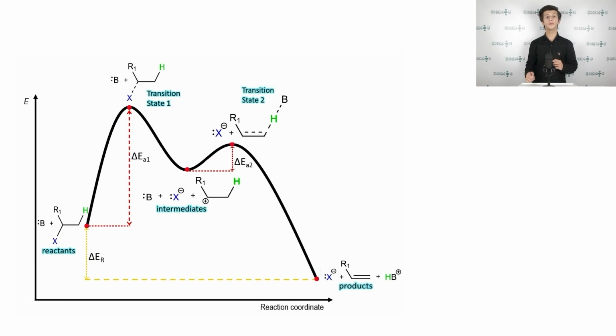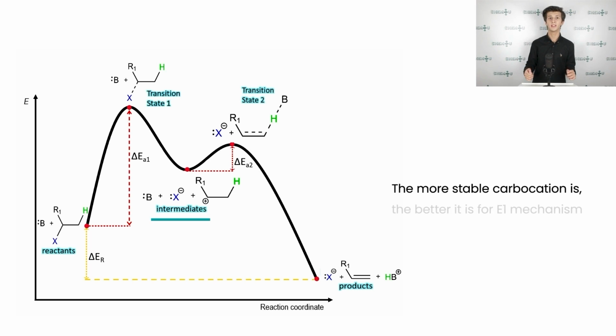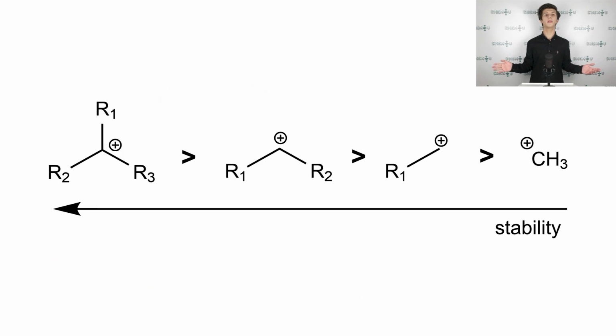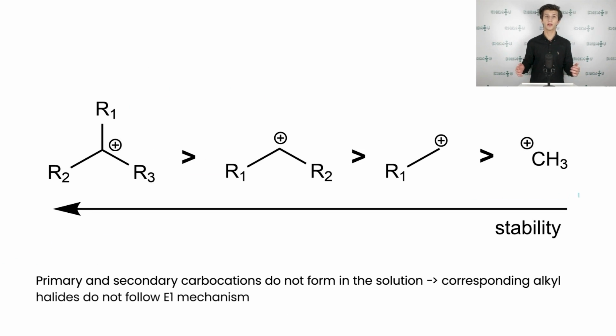Now, I would like to go to the next part, where we will be discussing factors that favor the monomolecular elimination mechanism E1. Look at this graph. The reaction here proceeds via an intermediate carbocation. So, the more stable the carbocation is, the better it is for the E1 mechanism. We have already learned in the previous chapter how the stability of a carbocation depends on its structure. The least stable is methyl carbocation followed by primary carbocations. These two groups are so unstable that they literally do not form in solution.